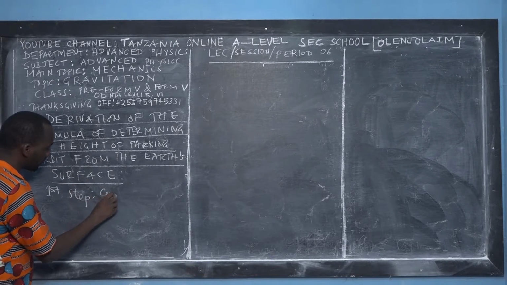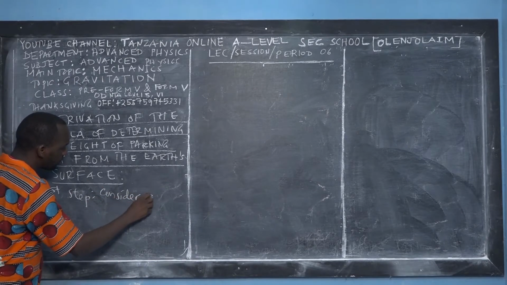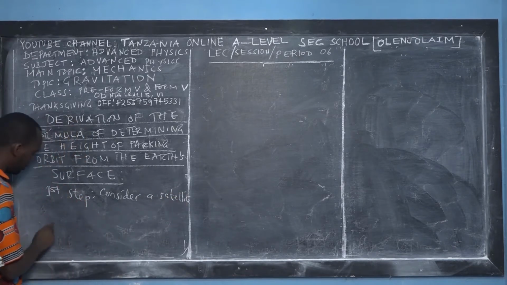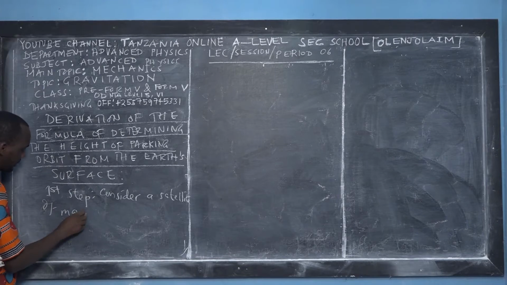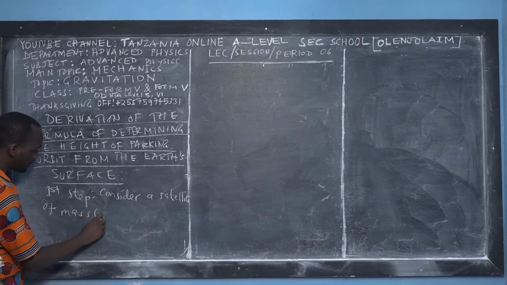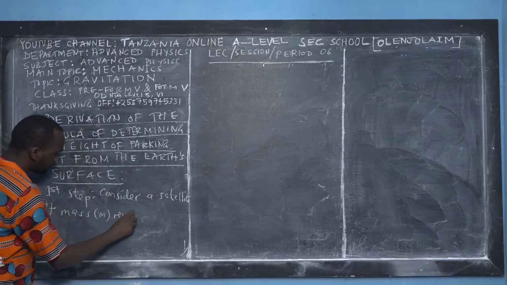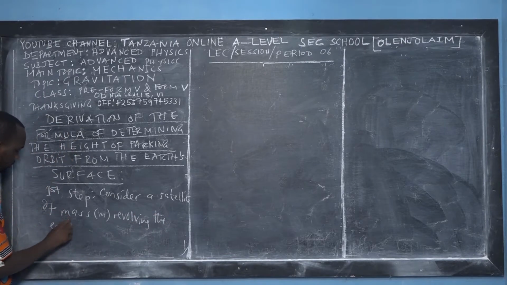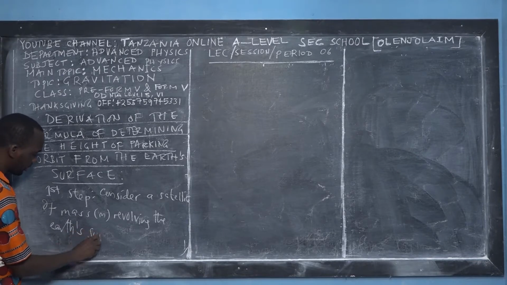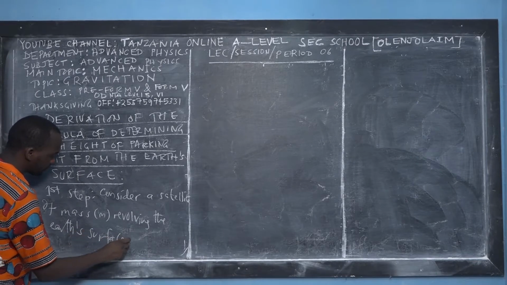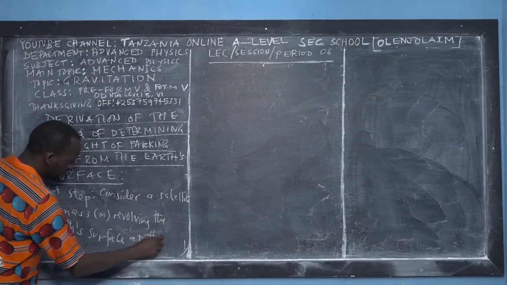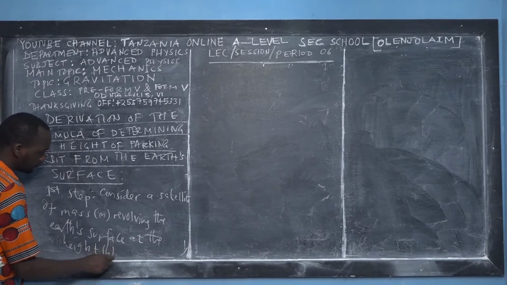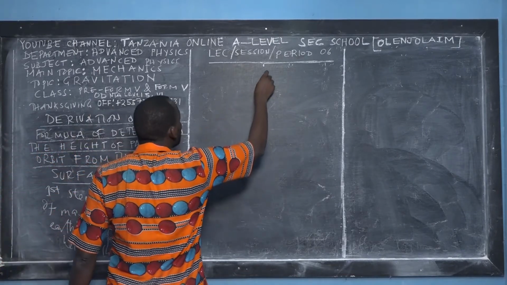The first step, we say: consider a satellite of mass m revolving around the Earth's surface at the height h.